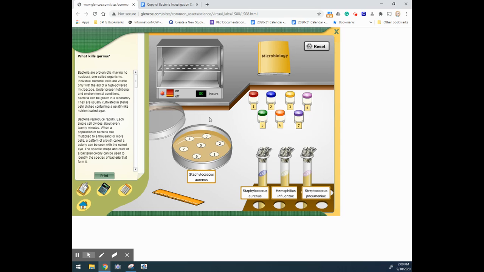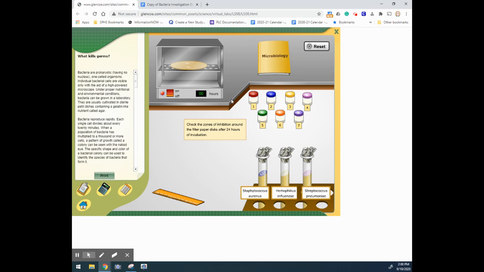Then you're going to put this one in the oven, right? Turn it on, put it in the oven, and then you're going to go for 24 hours, right? Did I not turn it on? Yeah. Okay. And then I'm going to stop because I don't want you to see what's going to happen. But then you're going to take it out, right? And then you're going to be measuring that zone of inhibition, or that area where you have dropped the antibacterials. And you're going to use this handy dandy ruler, right, to measure that.